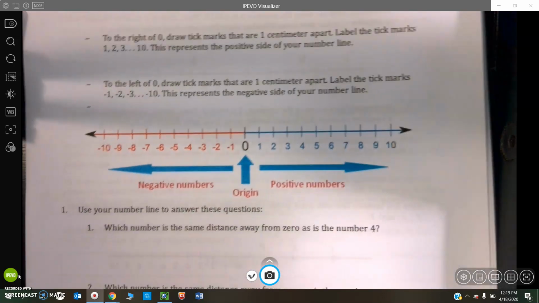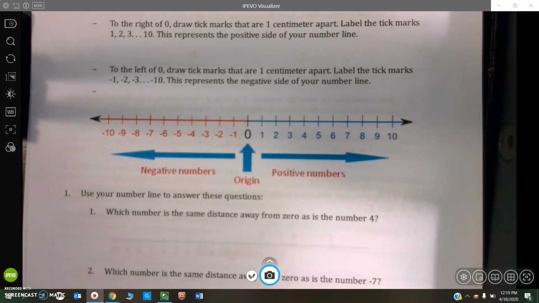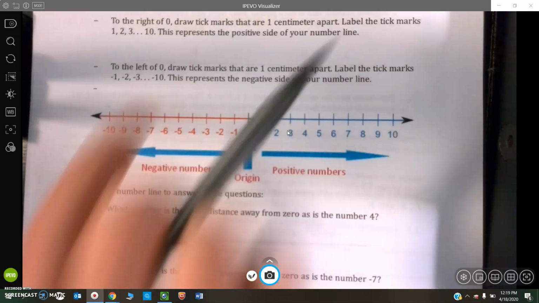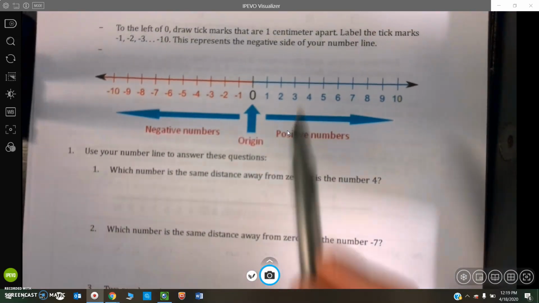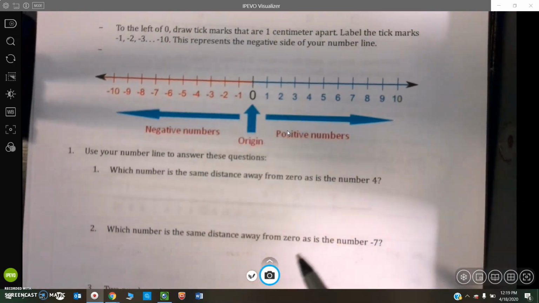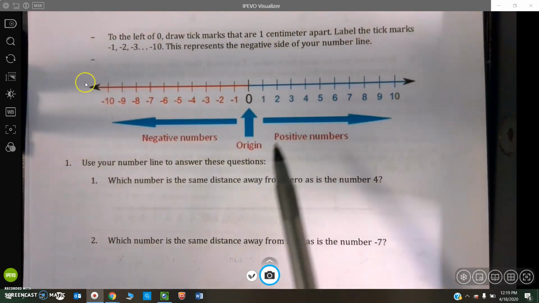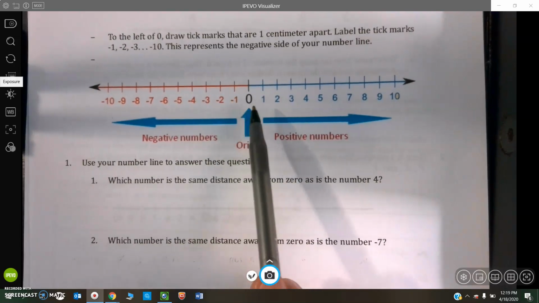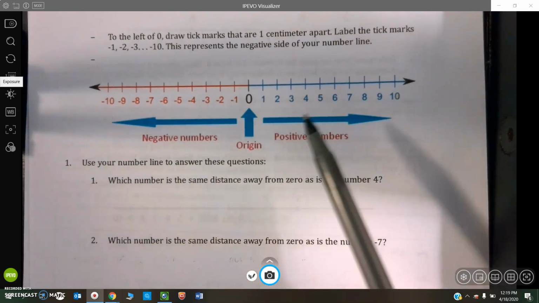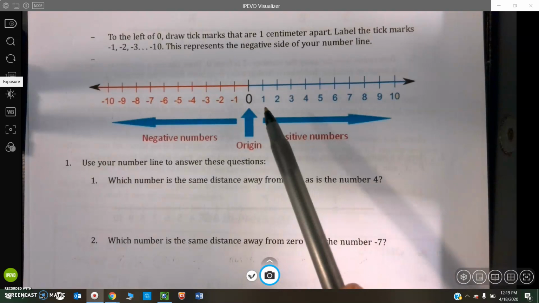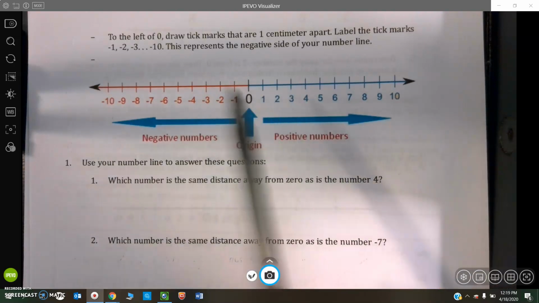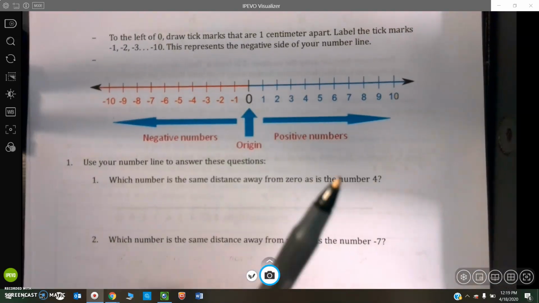But because we're doing this digital learning, I just provided one for you. So you can skip over that for now, and we can just use the one that I provided in the middle of the page. You can see a few labels here. We've got the origin at 0. That's a good term just to know. And then we can see the positive numbers are to the right, the negative numbers are to the left.